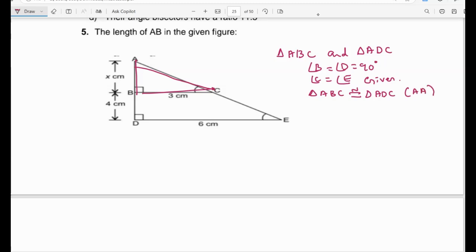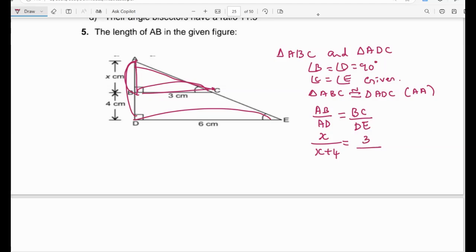Now, then the sides will be proportional. If they are similar triangles, the sides are proportional. So, we'll take the sides of this proportional triangle, that will be AB by AD equals BC by DE. We'll just take the values, the sides whose values are being given. So AB is x, divided by AD, which will be x plus 4. Then BC is 3 and DE is 6.